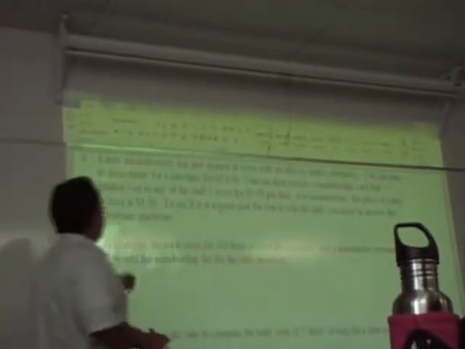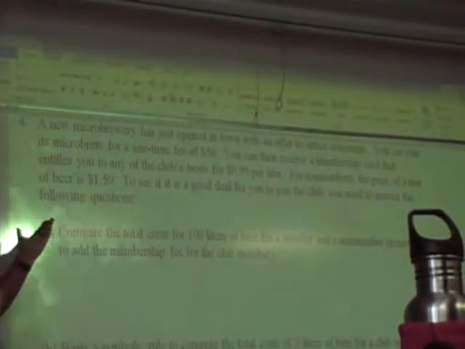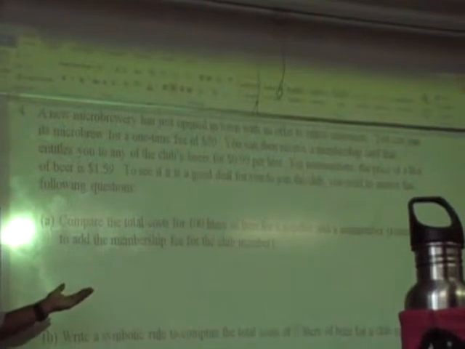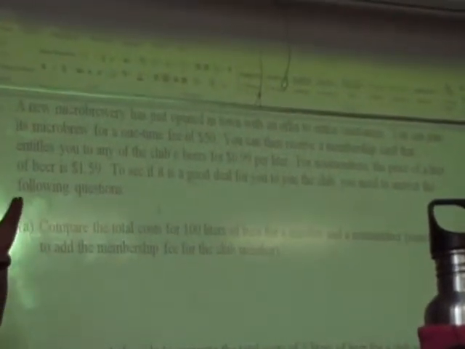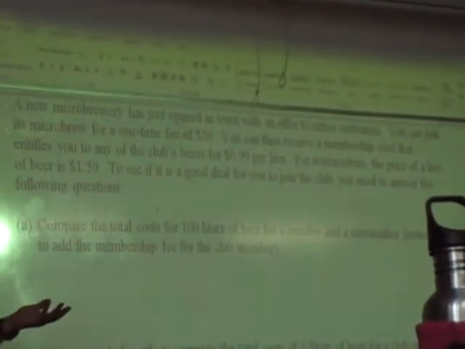When I scroll down, we still have everything. So you've read the problem. You're being asked to compare the cost of buying beer at this microbrewery if you become a member, and with the cost of buying beer when you're not a member.